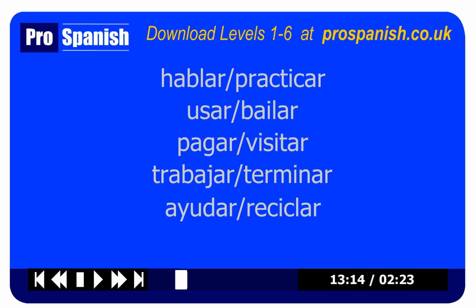And you'll notice that all of these end in AR. Hablar, practicar, usar, bailar, pagar, visitar, trabajar, terminar, ayudar, reciclar. They all end in AR. And in Spanish, infinitives, the to-do verbs, either finish in AR, ER, or IR. And AR is the biggest group, the most common group. And that's why we're focusing on that one today.